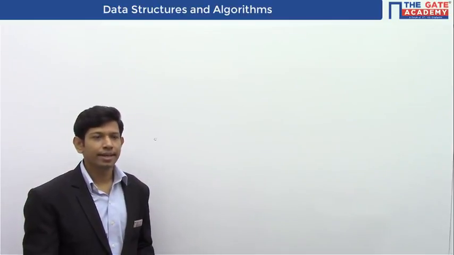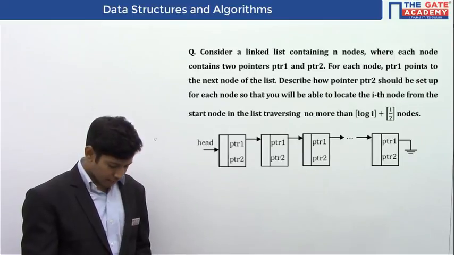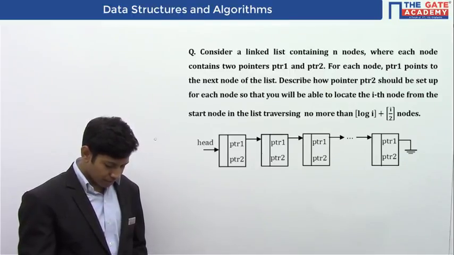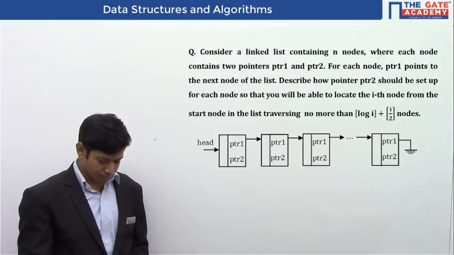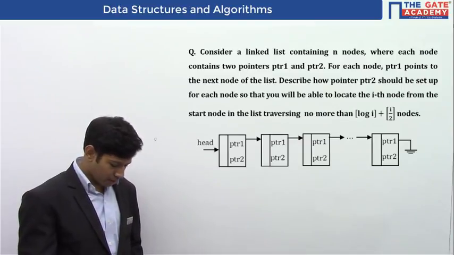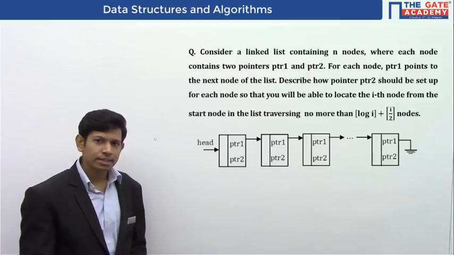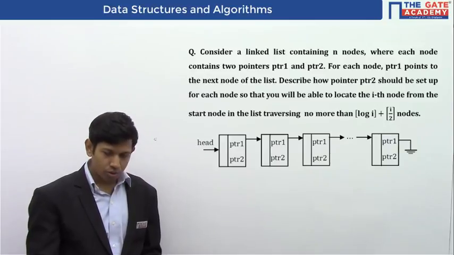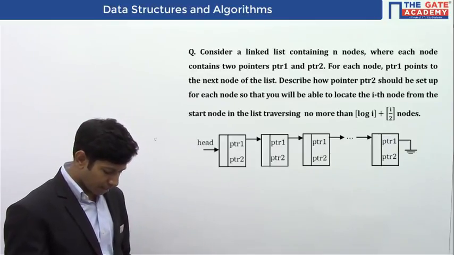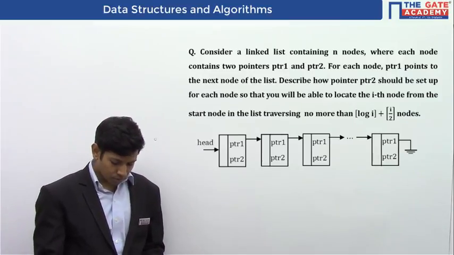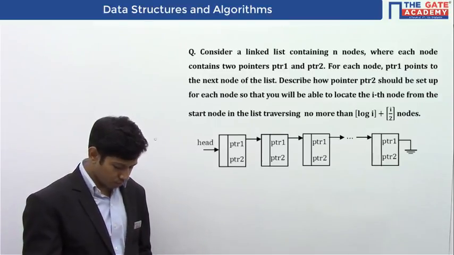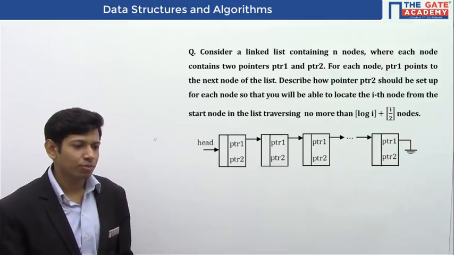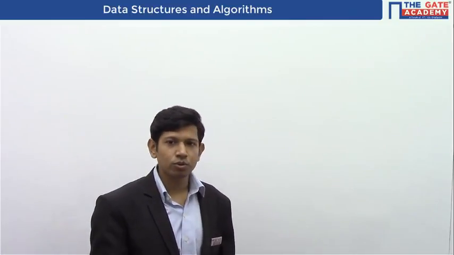Now let's look at the next question. In this question, they are saying, consider a linked list containing n nodes where each node contains 2 pointers, pointer 1 and pointer 2. For each node, pointer 1 points to the next node of the list. Describe how pointer 2 should be set up for each node so that you will be able to locate the ith node from the start node in the list, traversing no more than log i plus i by 2 nodes. So it's a very interesting problem. Let's see how we have to solve this problem.